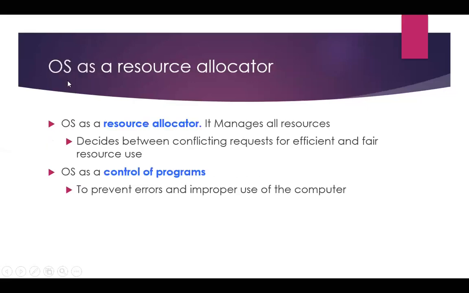The operating system as a resource allocator. The operating system decides between conflicting requests for efficient and fair resource use. If there are many programs running simultaneously on a computer system, at any particular time there are a number of programs running. I'm using Microsoft PowerPoint, I'm using Zoom, and there are many other programs running in the background. All these programs utilize resources of the computer, and those resources are allocated by the operating system.